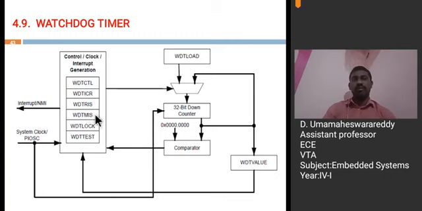Next, watchdog timer lock register. This watchdog timer lock register is used to enable and disable write access to the other registers. That means you can enable and disable write access to all the registers with the help of this lock register.